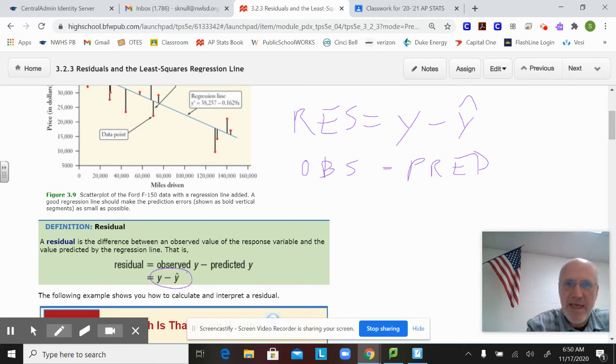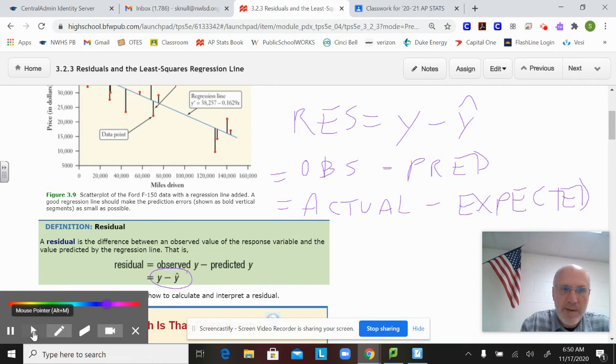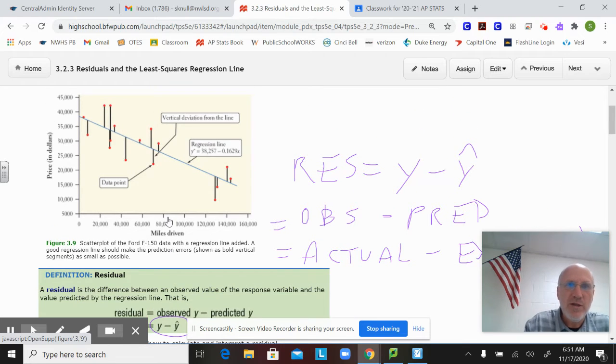The phrase that's stuck in my head is actual minus expected, which is really the same thing. But that's just a phrase that's stuck in my head. A residual: actual minus expected. What's the actual y value minus what's the expected y value? So you have to know that formula. Residual, y minus y hat. You want to memorize it as observed minus predicted, that's great. Actual minus expected. You'll hear me say that regularly because that's what's stuck in my head. So let's talk about actual minus expected. Let me go back up here. So the order matters, actual minus expected.